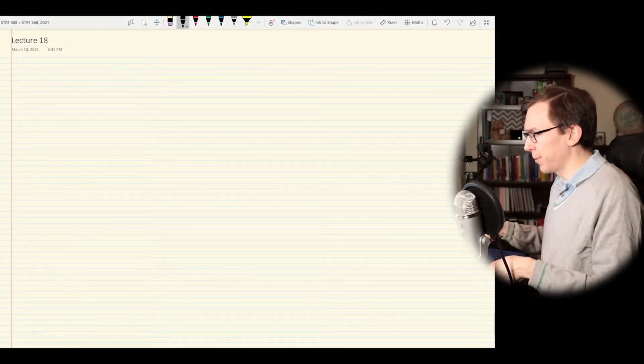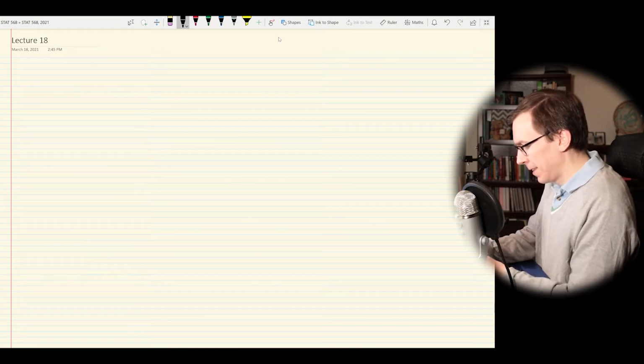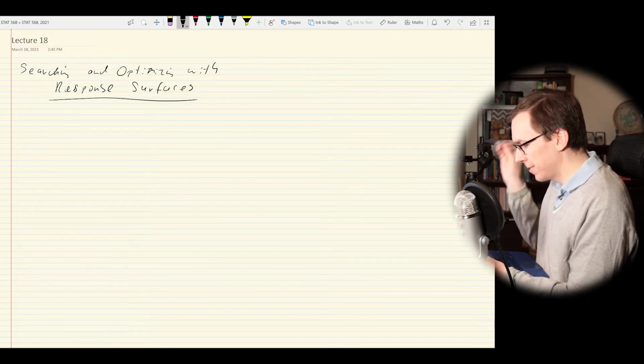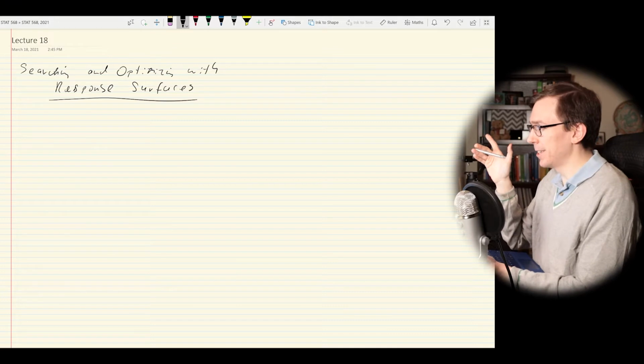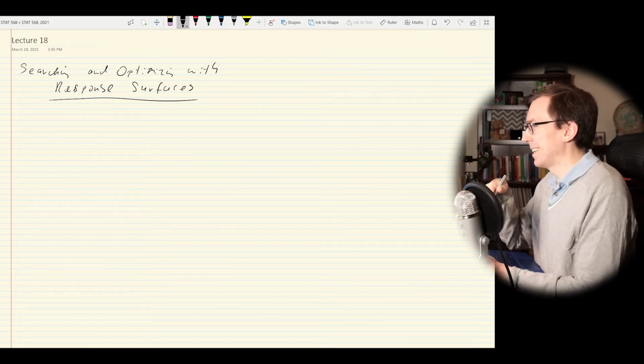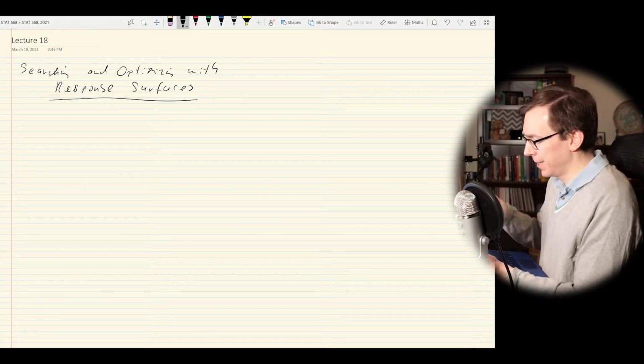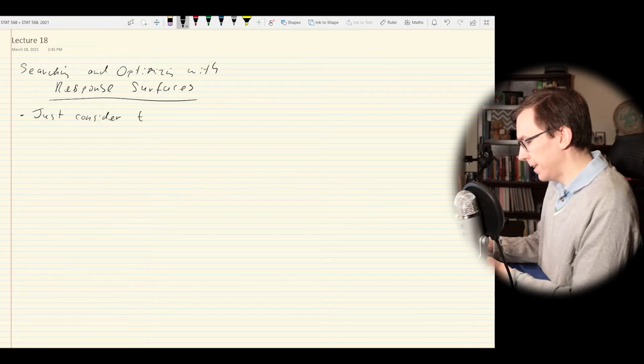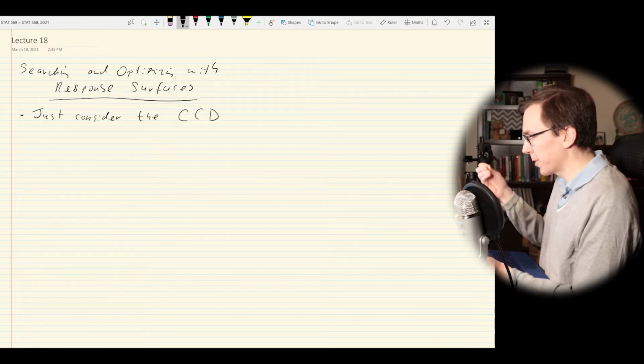All right, so today, again, the first thing we're going to talk about is the idea of searching and optimizing with response surfaces. Right, so this is the main idea, as I mentioned, that we don't want to necessarily collect all the data at once. So in this lecture, we will just consider the central composite design, CCD, for central composite design.